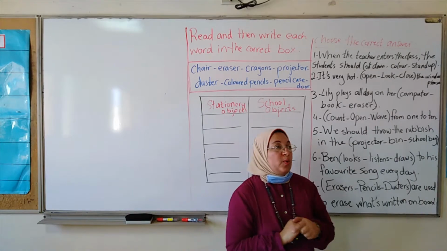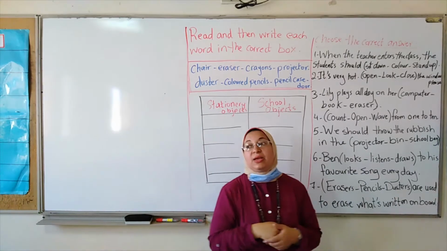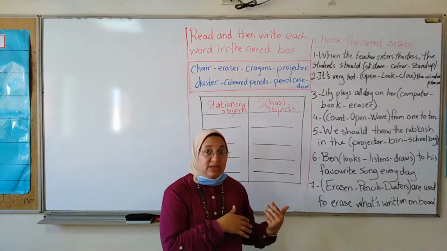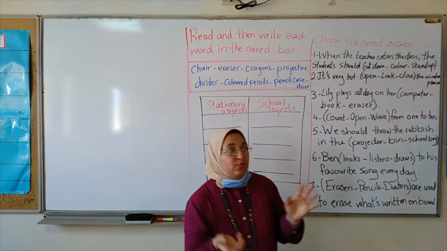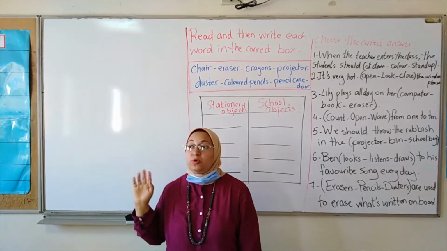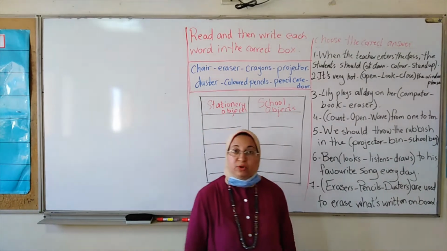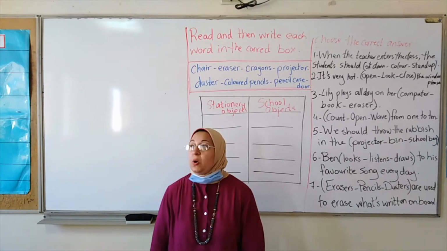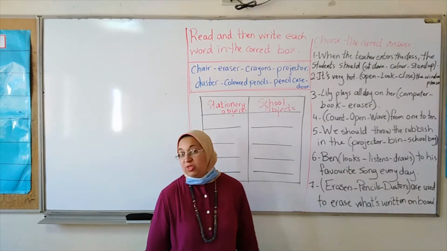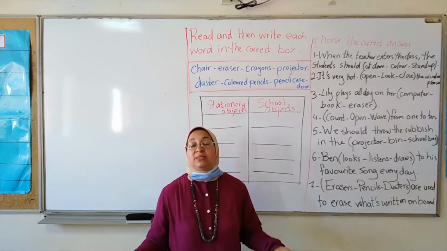When we come to the school and we enter our class, we see some things inside the classroom. These things we can't take home with us, for example the board, the door of the class, the projector, the computer, the desks, the chairs. That's why we call them school objects, because they belong to the school. When we come to the school and enter our class, we just stay here and we use them.